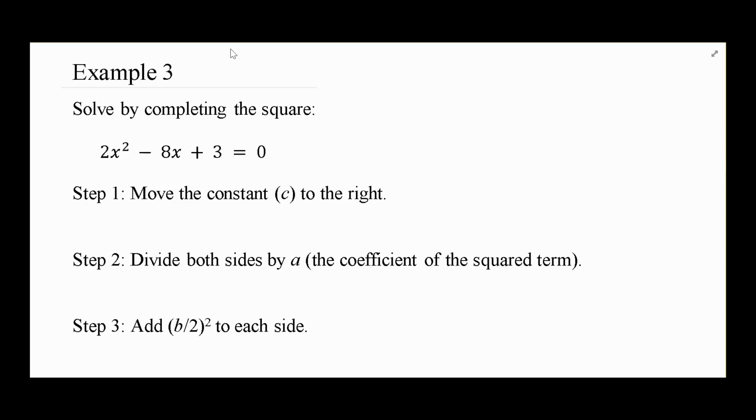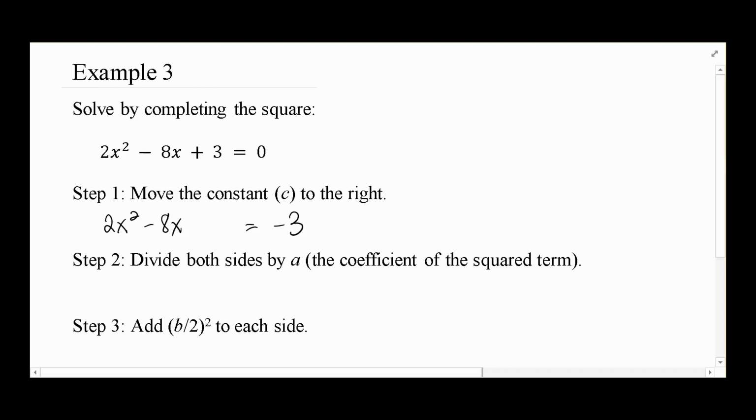But you also do need to be aware of this completing the square process, because we can use completing the square in lots of other areas of math, not just for solving quadratic equations. So remember, this is a process. It's not just a method for solving equations. So the first step that we always do with completing the square is to move the constant to the other side. So we have 2x squared minus 8x equals negative 3 in this case.